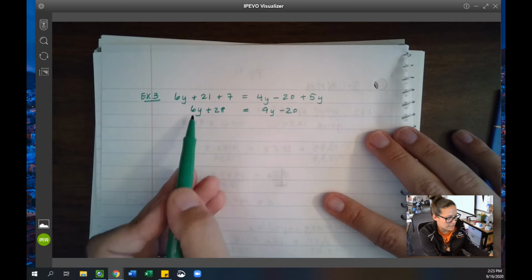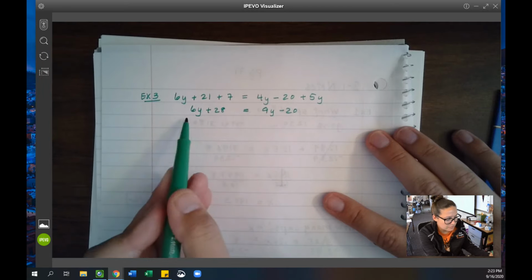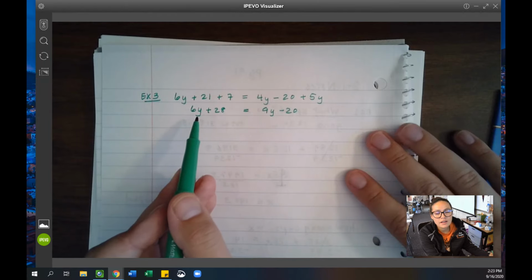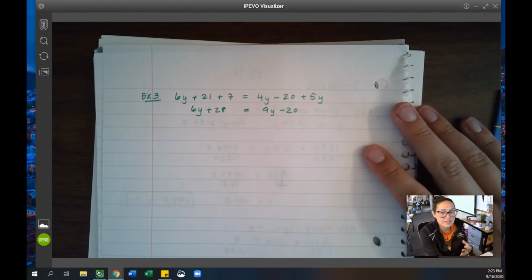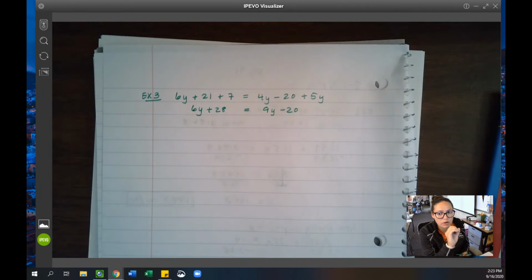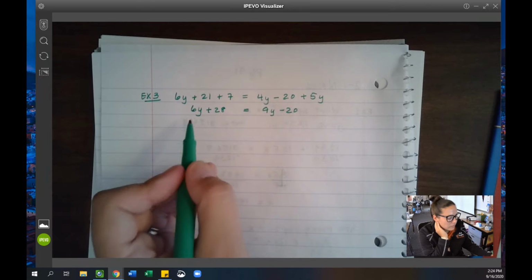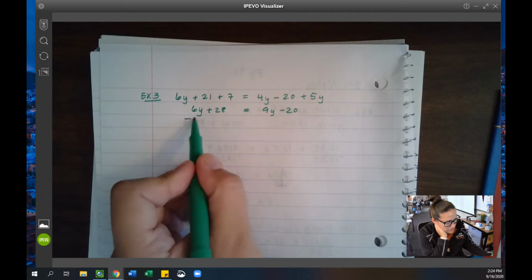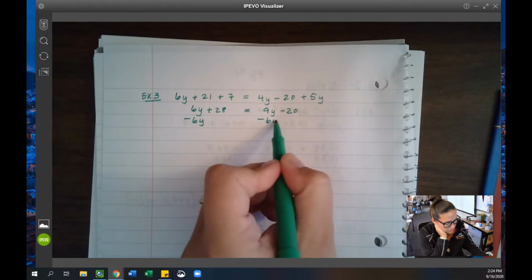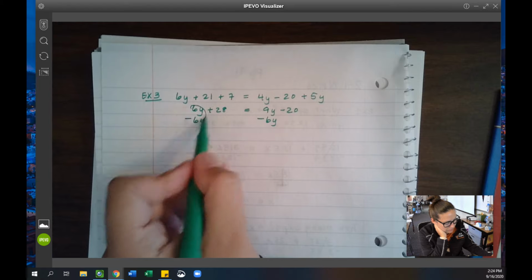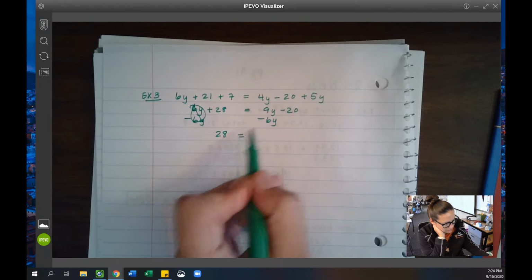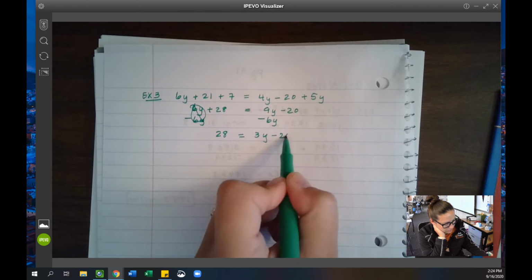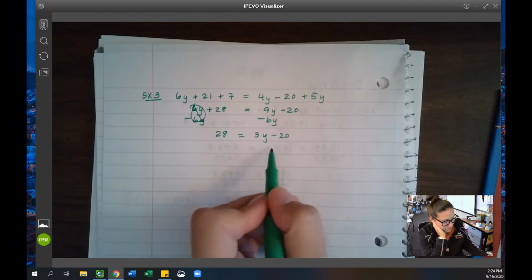Now, I have y's on both sides. It doesn't matter which y we zero out. So I want you to imagine that I want to make it so that one side of the equal sign has 0 y's. So right now I have 6y, which means if I subtract 6y from both sides, that's going to leave me with 0. So I only have the 28. Now I have 3y minus 20, and then we can solve it from here.